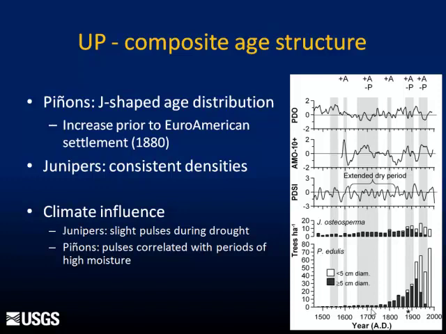And when we use more precisely dated younger trees from the 20th century, we were able to come up with statistically significant relationships between climate drivers and rates of establishment. And junipers did not fare as well during relatively above average periods of moisture, and piñons actually did have much higher rates of regeneration during these periods of above average moisture.